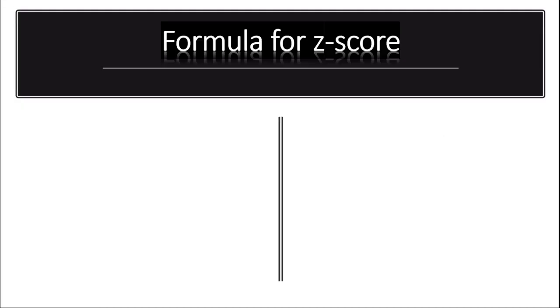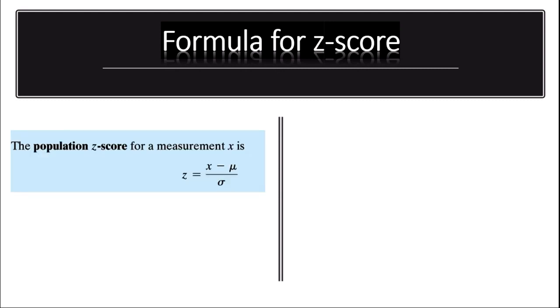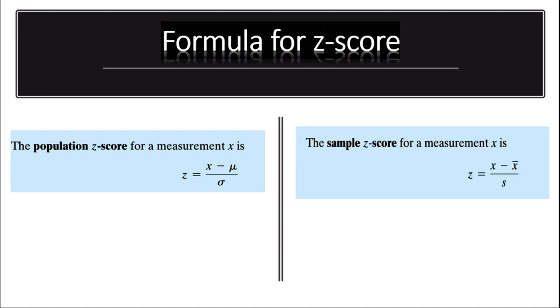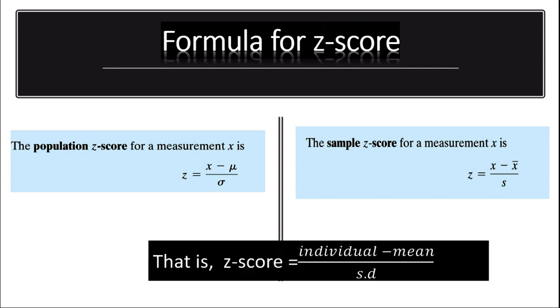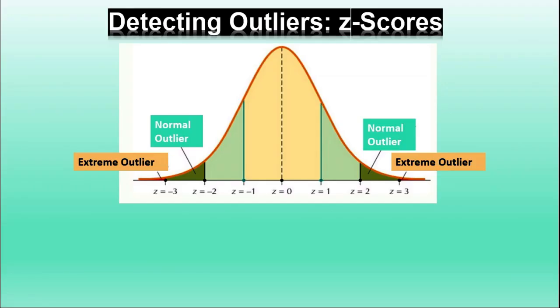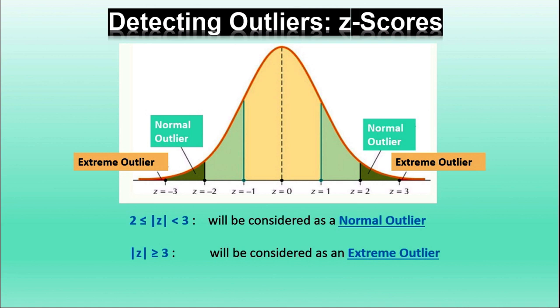Or we can use the z-score to find the outliers. You can calculate the z-score by these two formulas, depending on whether the data are from a population or a sample. That is, x, the number, minus the mean, divided by the standard deviation. After you obtain the z-score, if the absolute value of the z-score is between 2 and 3, we say it is a normal outlier. If the absolute value is bigger than 3, we say that it is an extreme outlier.